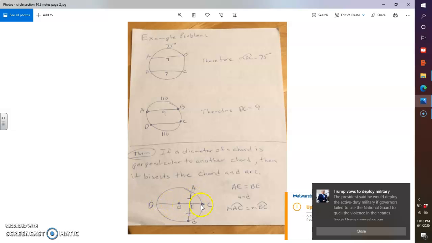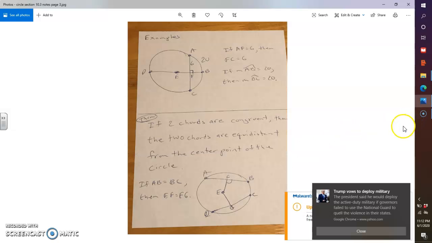So anytime we have a diameter that forms a right angle, or is perpendicular to a chord, that means there's a right angle right here. Well, obviously you have a right angle all around here, but it also means that AE and BE are equal, and it means arc AC and arc CB are going to be equal. So in terms of an example, if I have that situation where a diameter is perpendicular to a chord, AF is 6, therefore CF or FC would have to be 6. Arc AB would be 20, then arc BC would also be 20.